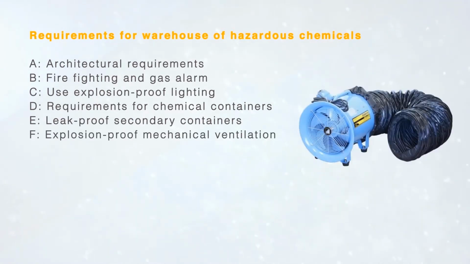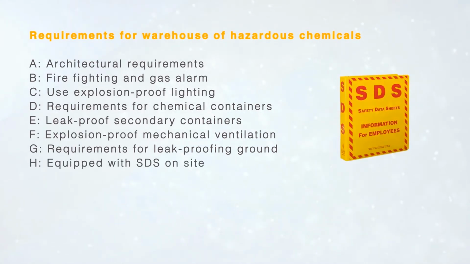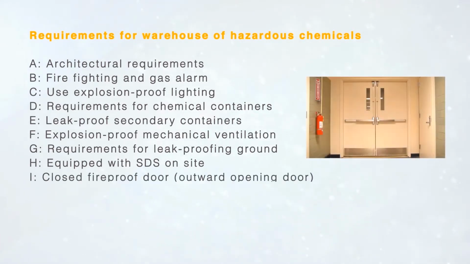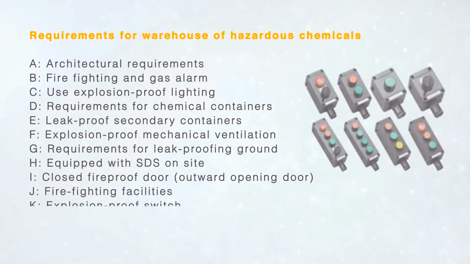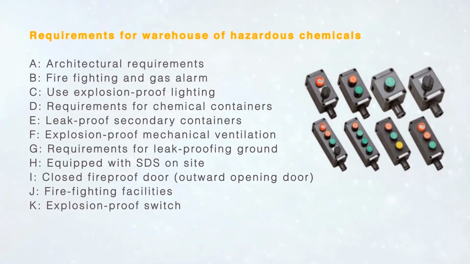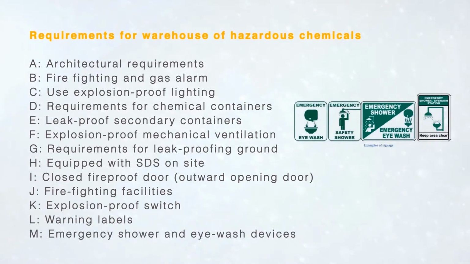F means explosion proof mechanical ventilation. In this picture, G is mentioned as the requirement for leak proofing ground. H here is equipped with STS on site. By I, it mentions closed fireproof doors, which should be outward opening. J is mentioned here as firefighting facilities, for example a fire extinguisher. K is explosion proof switching. L here is a warning label, and M is emergency shower and eye wash devices.